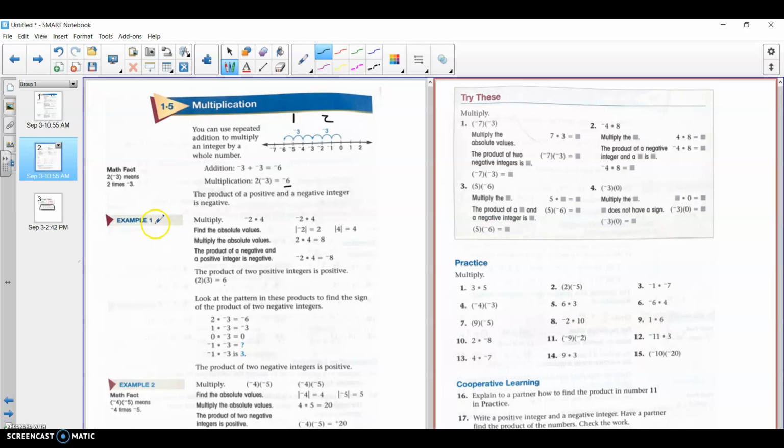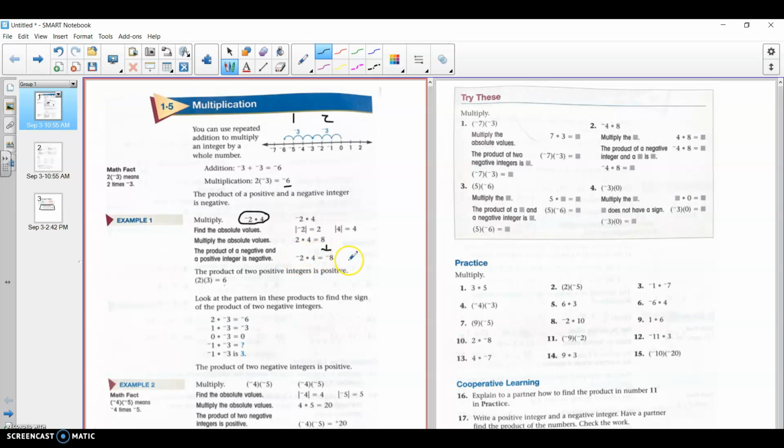Let's look at example number 1. Multiply -2 times 4. Again, you're going to use your chart, but you can use absolute value. If you took the absolute value of -2, that's going to give you 2. Then take that 2 times the absolute value of 4, which gives you 8. Then you go back up to the original problem, and you'll notice that they're different signs. With different signs, you're going to attach the negative to it. So -2 times 4 equals -8.